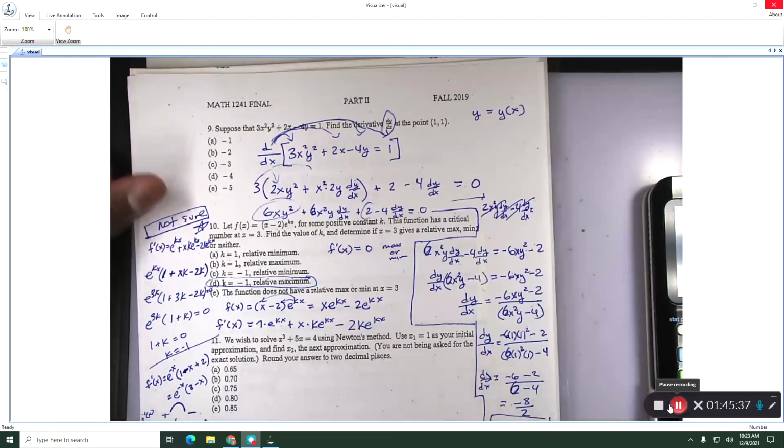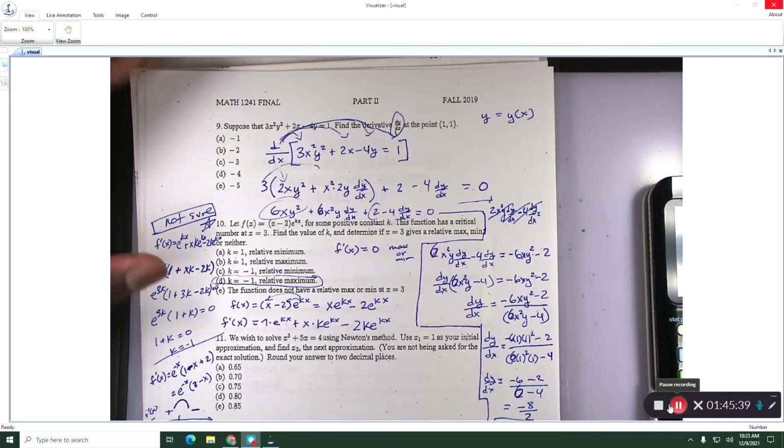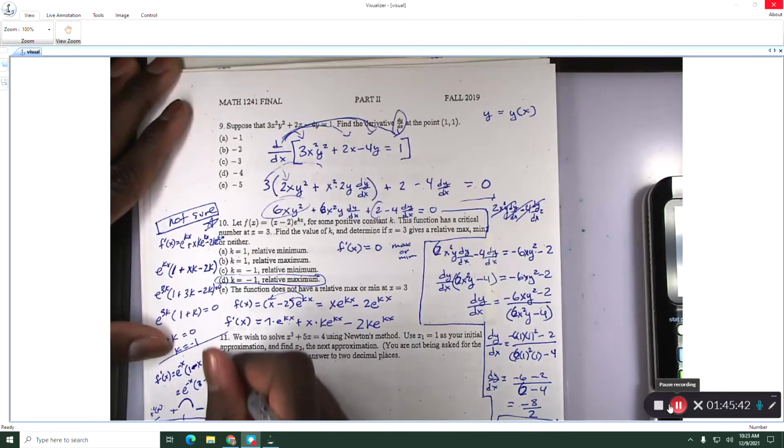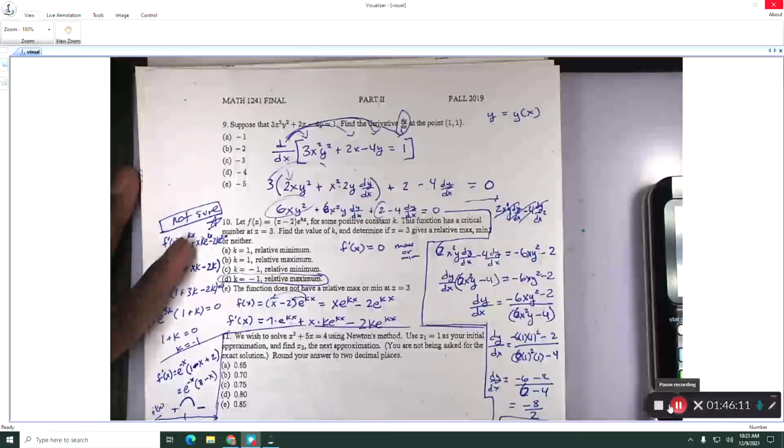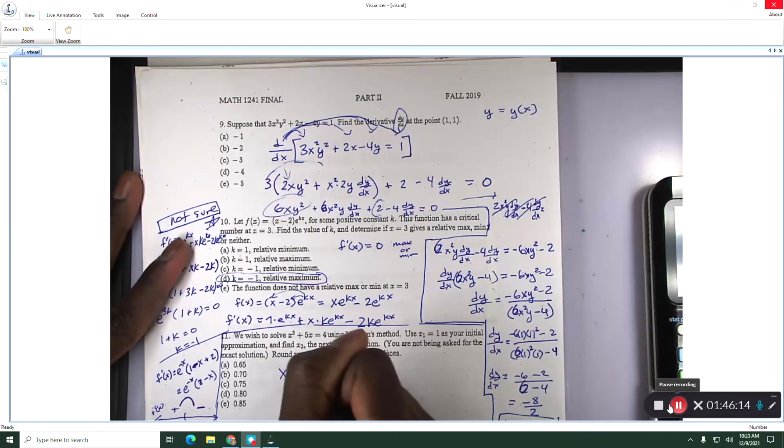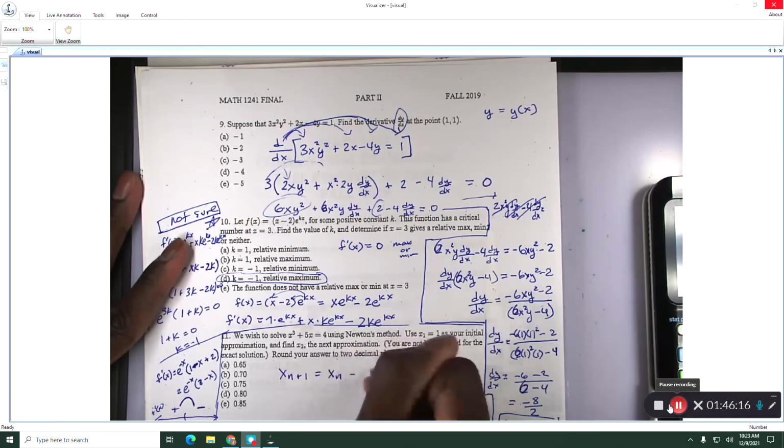Now for number 11, we have Newton's method. It says we wish to solve x to the third plus 5x equals 4 using Newton's method. Use x1 equals 1 as your initial approximation and find x2, the next approximation. You are not being asked for the exact solution. Round your answer to two decimal places. So we know you have to know this formula and setup.